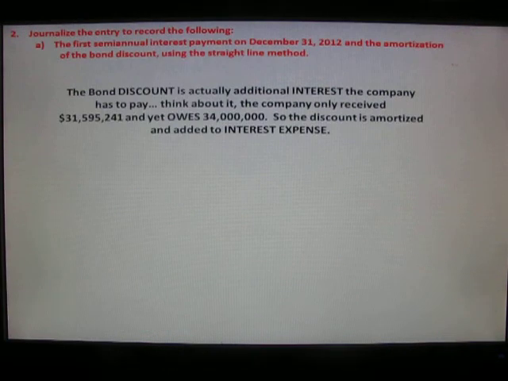Now let's move down to journal entry number 2. It says journalize the first semi-annual interest payment on December 31st using the straight line method. Okay, the bond discount is actually additional interest the company has to pay. Think about it. We only received $31 million and yet we owe $34. So we're paying an additional $2 million in interest. Keep that in mind when you're working this.